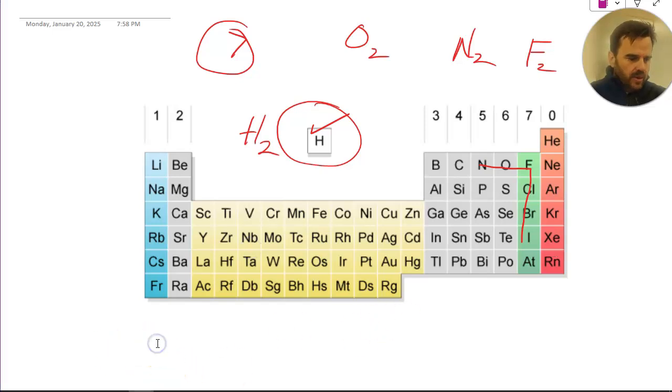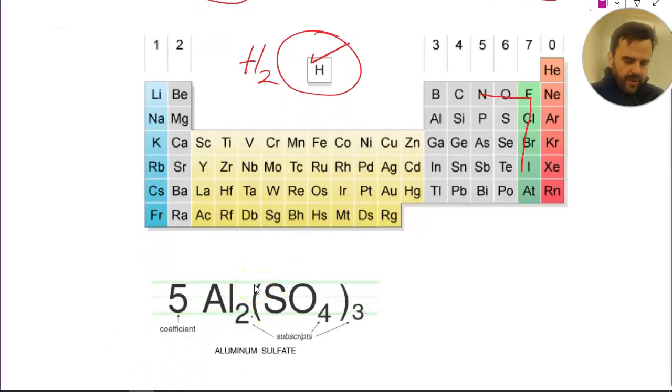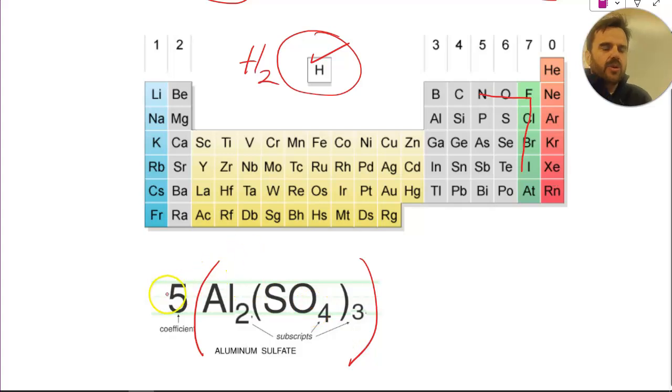Okay, so when we've got the big 5 out here, what this means is this 5 applies to everything. So we've got 5 of this entire group. Okay, so 5 things. That's like 5 cakes. A cake contains 2 eggs and 3 cups of flour and 7 scoops of sugar and all of these different things. And when we say we've got 5 cakes, that means we've got 5 of everything. In this case, if we've got 5 of this entire compound, let's say we had 2 aluminums in each of the units there. Now we multiply that by 5. That means we've got 10 aluminums. Okay, and then over here, this means SO4.